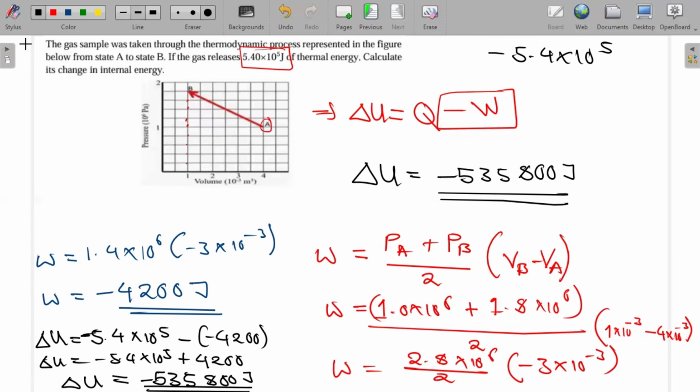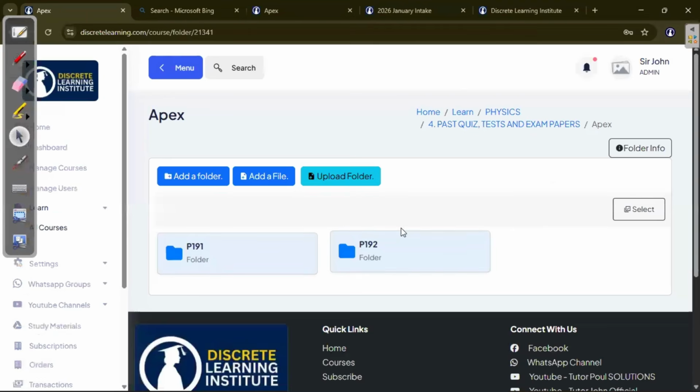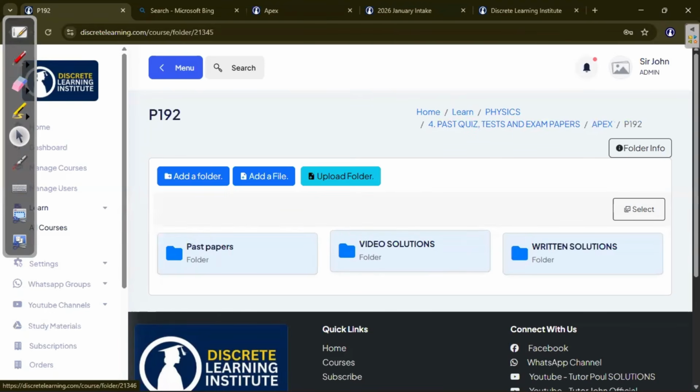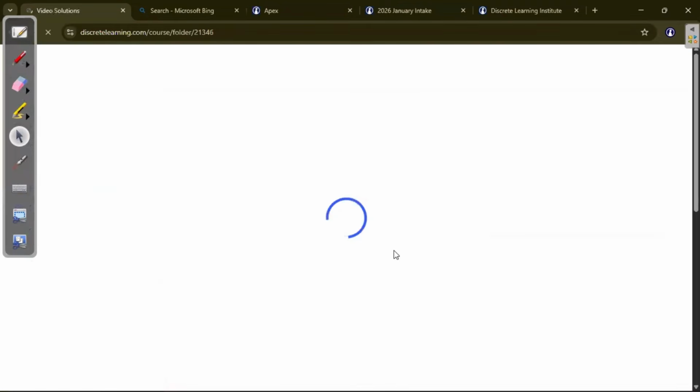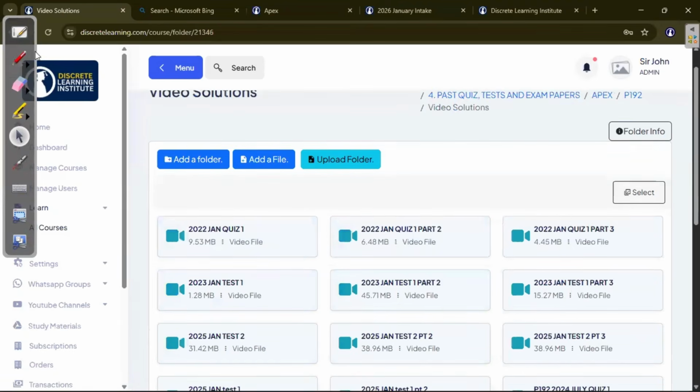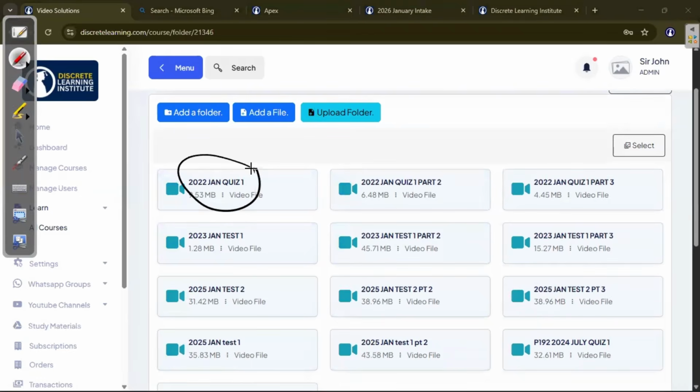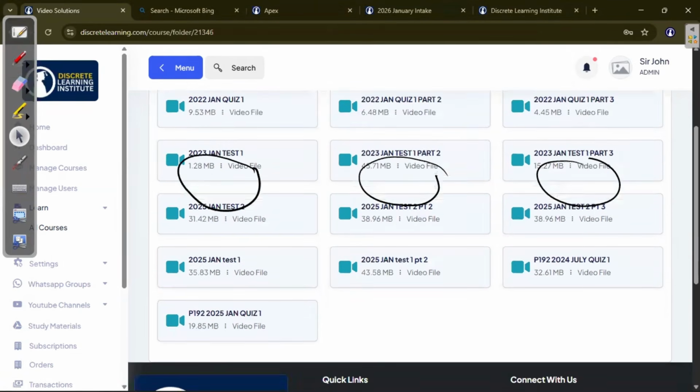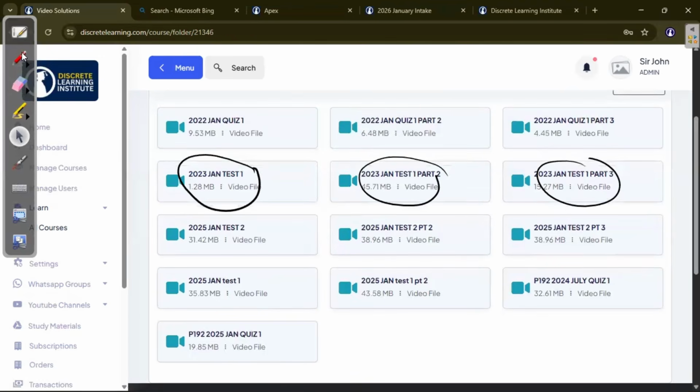But I also wanted to show you, for those who are registered, make sure you go to our folders, you go to our website, you check the folder for P192. This is the past paper folder. For your revisions for tomorrow's quiz, you go into the video solutions. You are going to find these quiz papers. There's this quiz one, this quiz one, this quiz one, and I also have this quiz one paper.